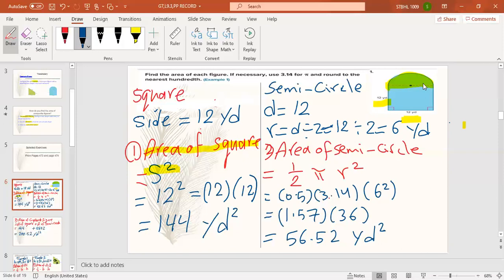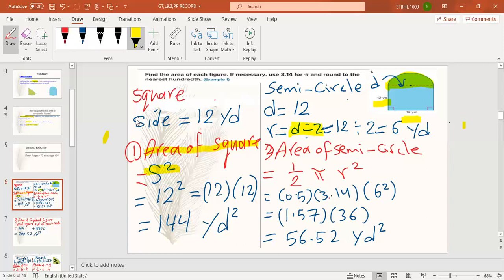And the second part is the semicircle, the top of the composite figure. What is given related to the semicircle? The given here is the diameter D, and D equals 12 yards. To find area of semicircle, we need to find R, which is the radius. R equals diameter divided by 2, which is 12 divided by 2 equals 6 yards.